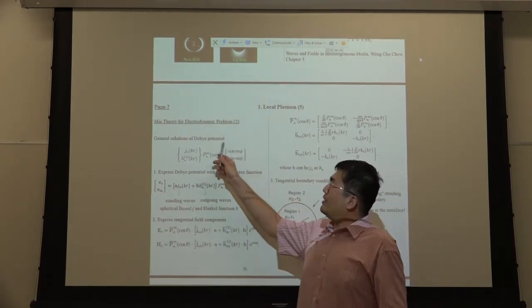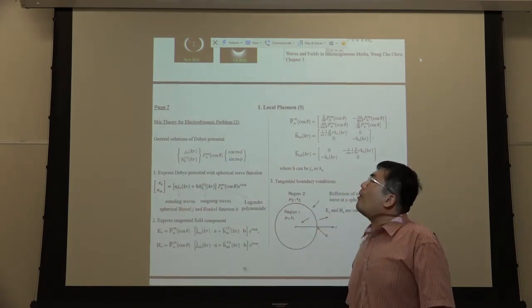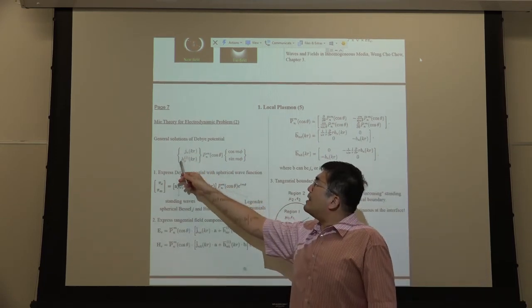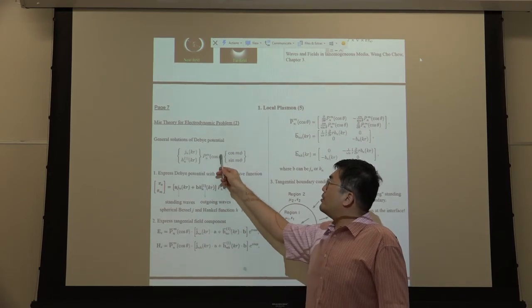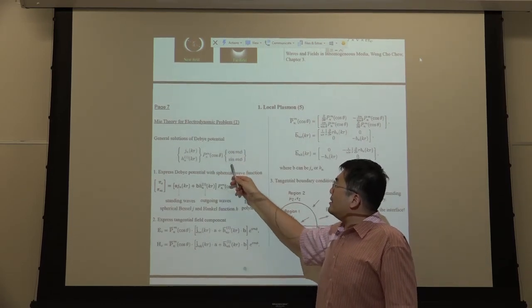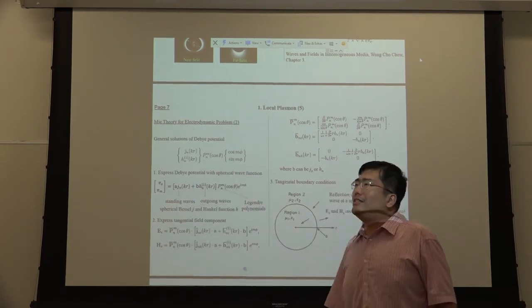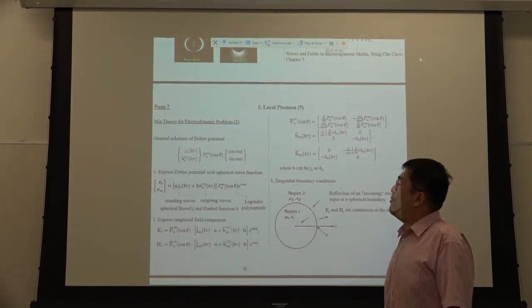Okay, first, we know the general solution for the Debye potential in spherical coordinates. It can split into three parts. One is called a spherical Bessel or spherical Hankel function. Another is an associated Legendre polynomial. The third is an exponential or cosine harmonic form for the phi direction. It has three terms. Looking for the Debye potential with a spherical harmonic.